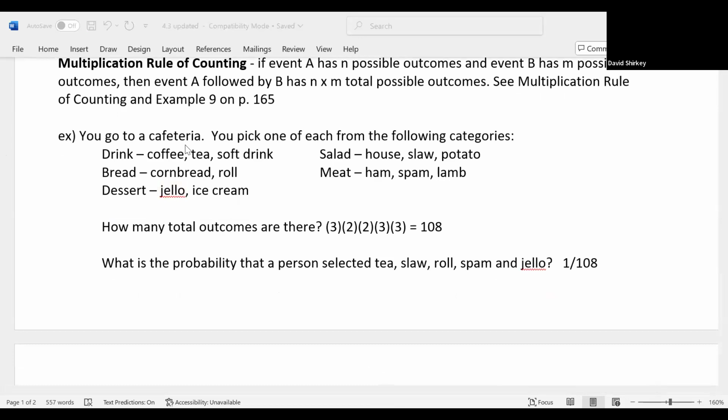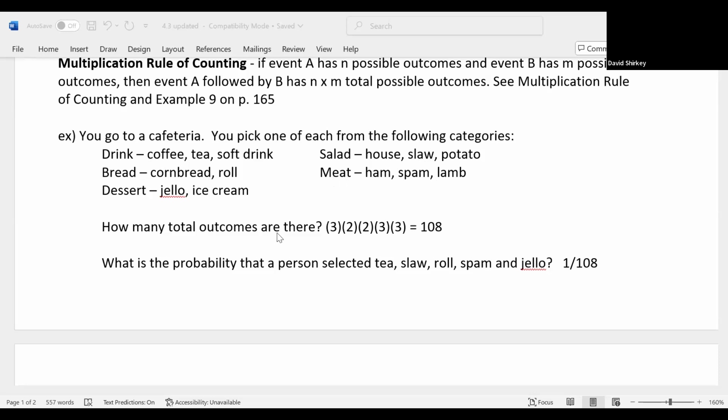You go to a cafeteria. You pick one of each from the following categories. For a drink, you can have coffee, tea, or a soft drink. For bread, you can have cornbread or a roll. For dessert, you can have Jell-O or ice cream. For a salad, you can have a house salad, slaw, or potato salad. For meat, you could have ham, spam, or lamb. Let's say you're going to pick one from each of those.